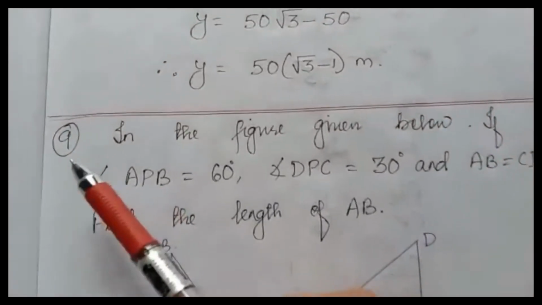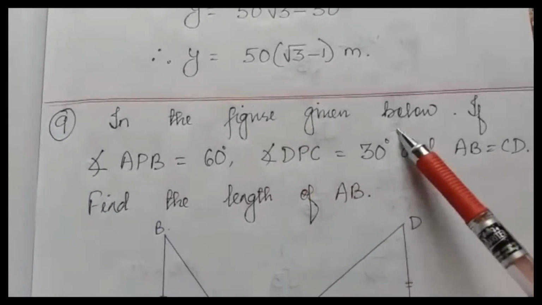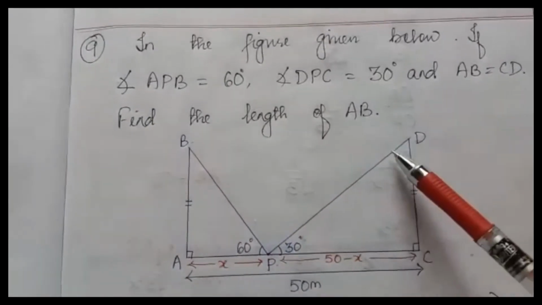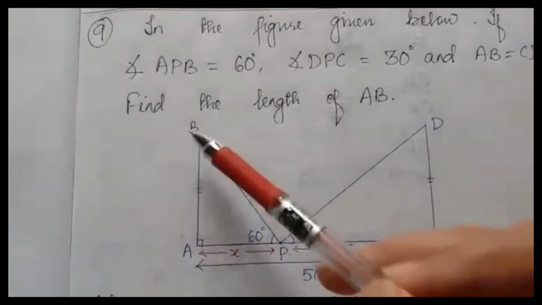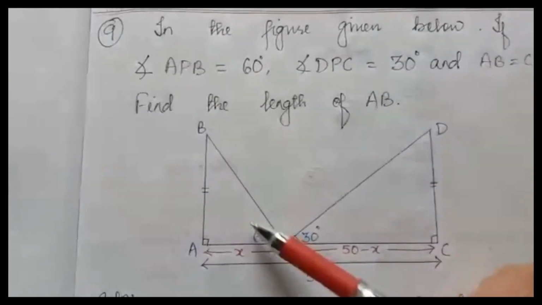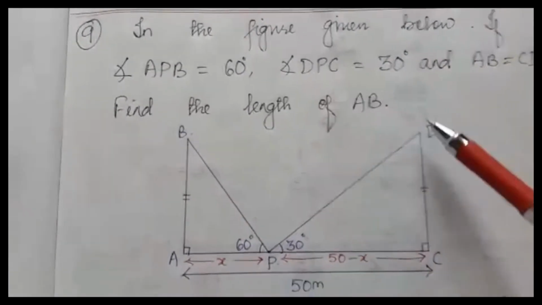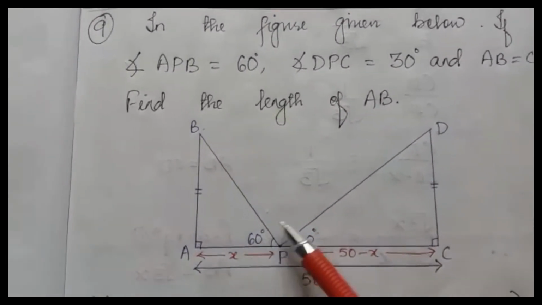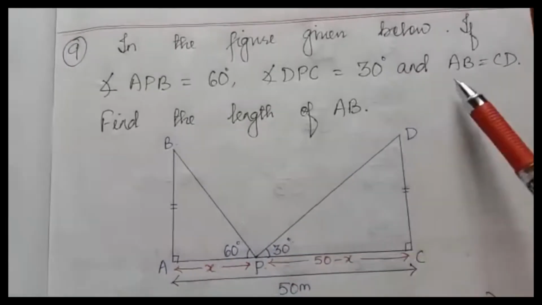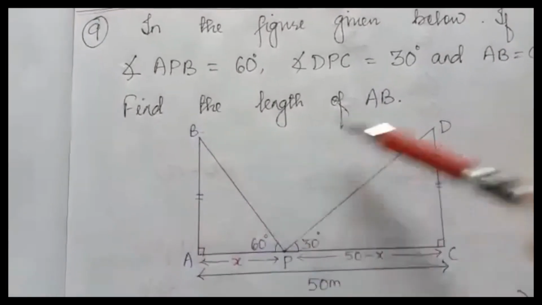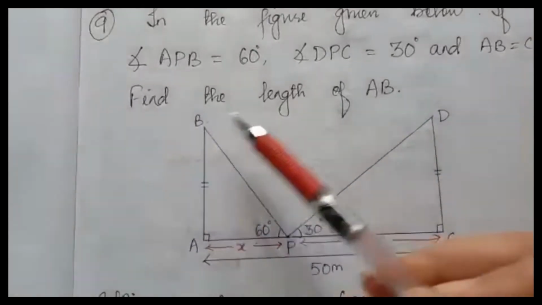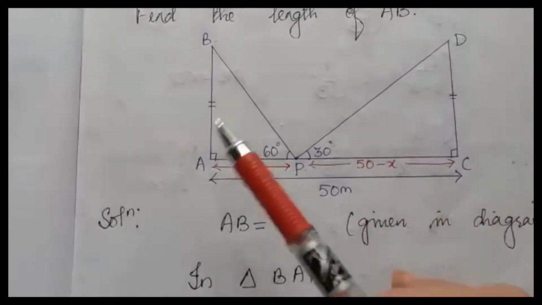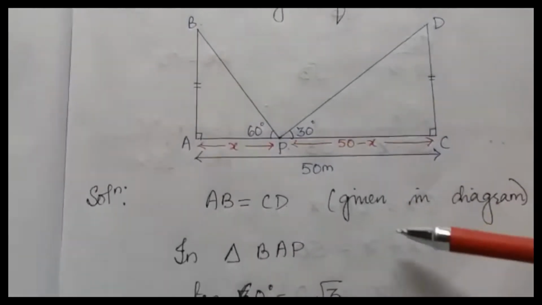Now question number 9. In the figure given below, if angle APB is equal to 60 degrees. So here the diagram is given. We have two right angle triangles. APB, this is given 60 degrees. DPC is given 30 degrees. That means for this triangle, this is the value of theta, and for this triangle, this is the value of theta. And AB is equal to CD. These two sides are equal. Find the length of AB. So you have to find the length of AB.